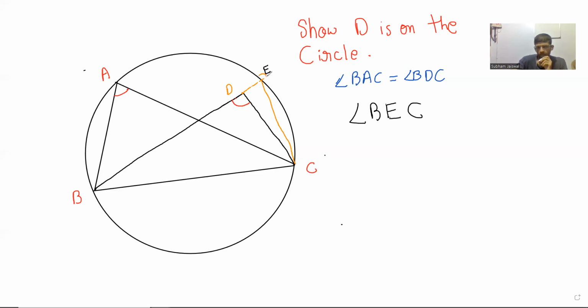So remember that E is on the circle. So what can we say about BEC? So now the D is not playing a role. Just focus on this E. The D is not even there now for a second. What can you say about BEC?